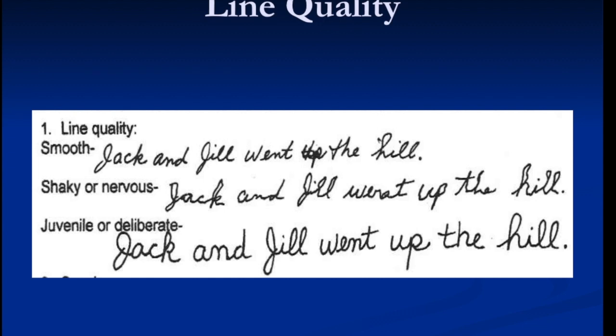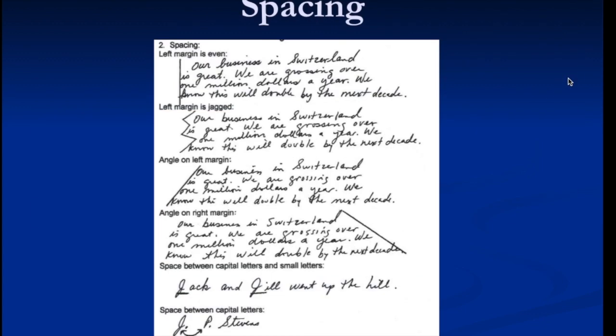There's line quality. Are they smooth, shaky, nervous, juvenile, deliberate? Okay, so when you're trying to mimic someone else's writing, a lot of times this can show up in different forms as well. You're trying to duplicate someone else's writing. Now all of a sudden you might have a shaky or deliberate handwriting, besides the fact that if it's your normal handwriting, which might be different than someone else's. There's spacing from the margins to between letters and words. Okay, spacing is a big deal, so look for that.